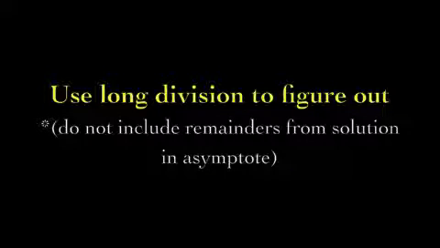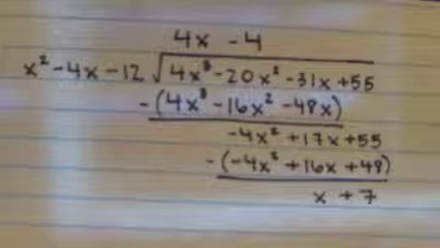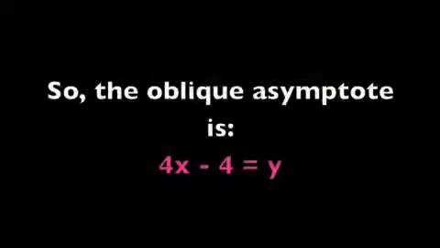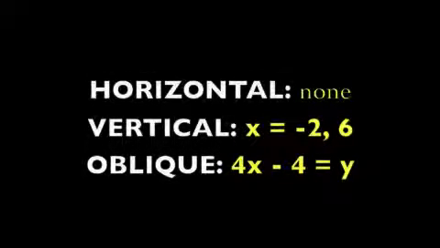Do not include the remainders from the solution in your asymptote, however. You get an asymptote of 4x minus 4. So, the oblique asymptote is 4x minus 4 equals y. So, there is no horizontal asymptote. Your vertical asymptotes are negative 2 and 6, and your oblique asymptote is 4x minus 4 equals y.